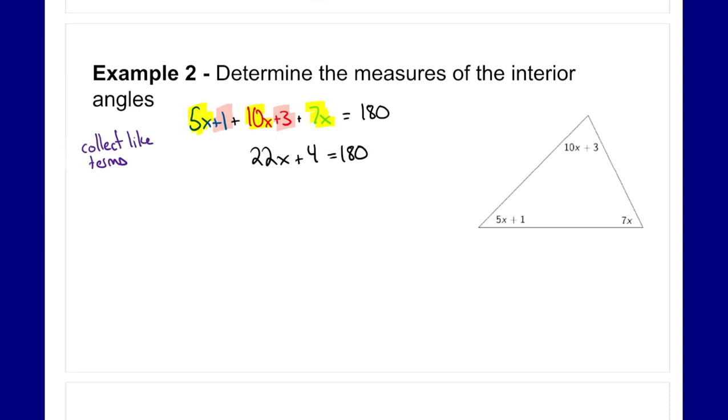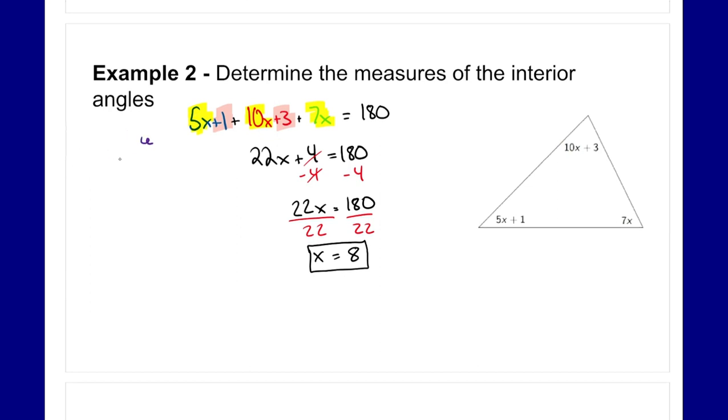Now this is a two-step equation. I'm going to subtract 4 from both sides, dealing with the separate term first. One side will cancel out. We get 22x equals 180. Now we're going to divide by 22, and we get x is equal to 8. Now that's not our interior angle, that's what x equals. So the next step is to plug x into each expression and determine what our interior angles are.